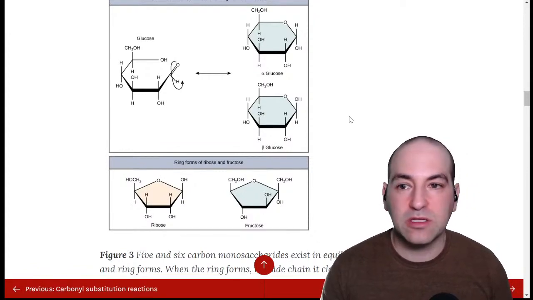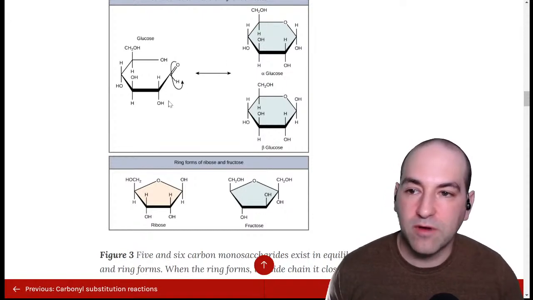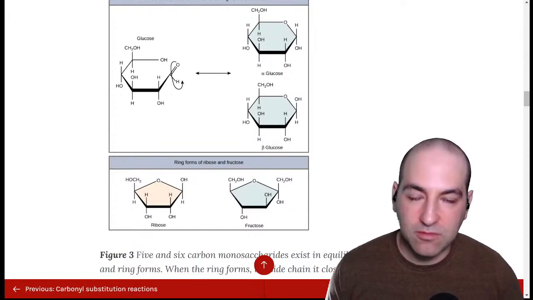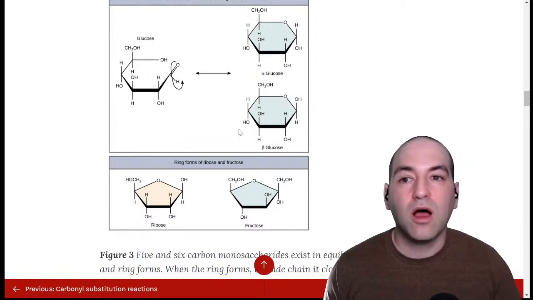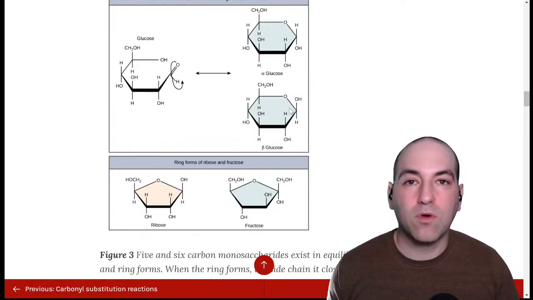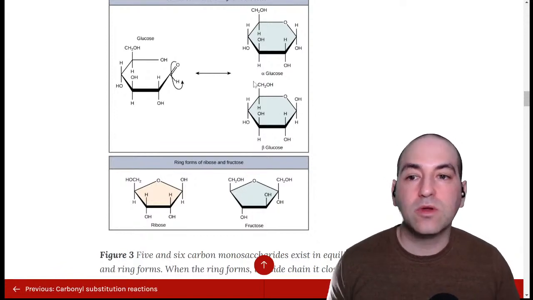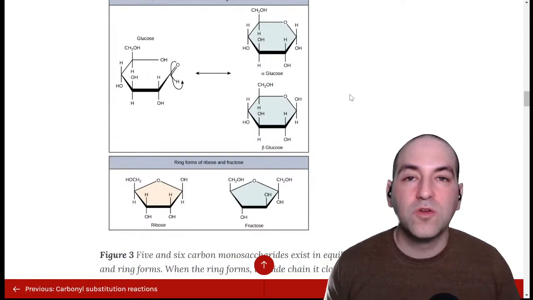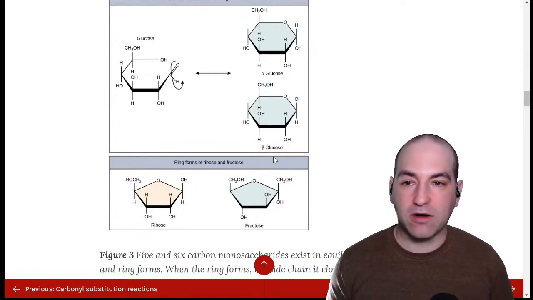Now, I'm not expecting you to memorize these structures or to be able to interconvert between something like the straight ones that we saw earlier and these ring ones here. All I want you to know is that these are all forms that you'll find sugars in. And so when you see these types of structures, you should be able to identify them as simple sugars, as monosaccharides.